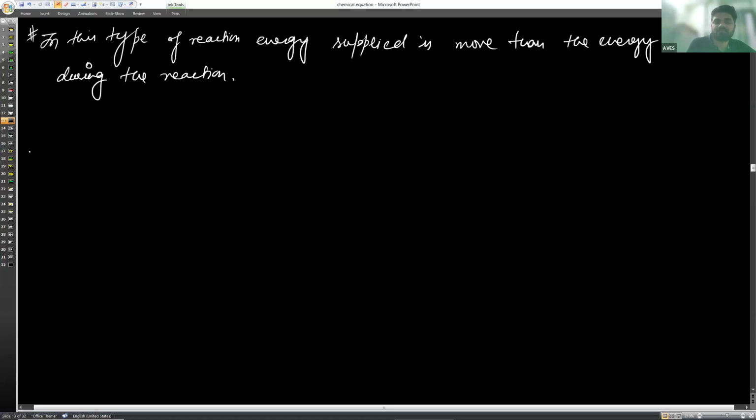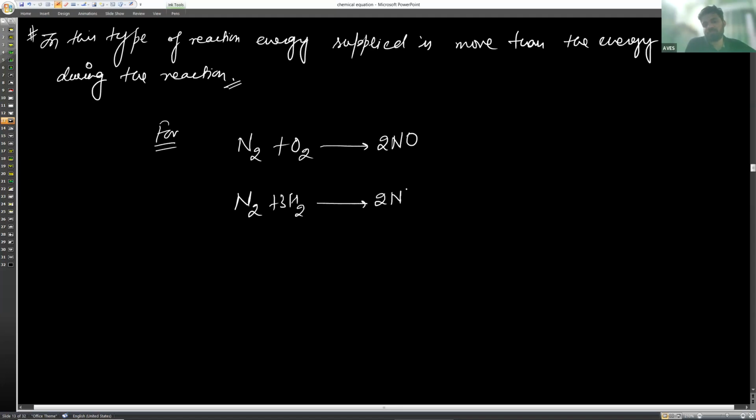Next, examples of such reactions are N2 plus O2 gives you 2NO. N2 plus 3H2 gives you 2NH3. Electrolysis of water. Photosynthesis: 6CO2 plus water.